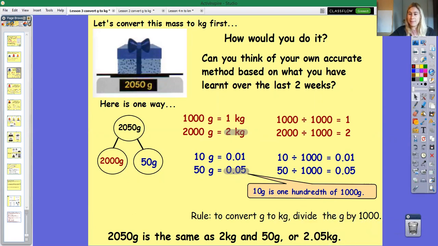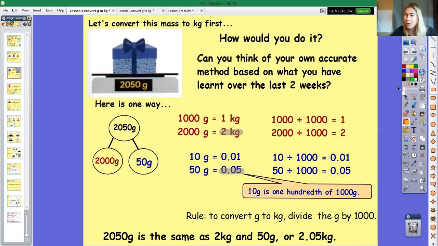2.05 kilograms, okay? This will be important because some of the questions later will ask you to write your gram amounts as kilograms and grams, and sometimes you'll be asked to just write it as kilograms as well. Okay, so I wonder how you did it.